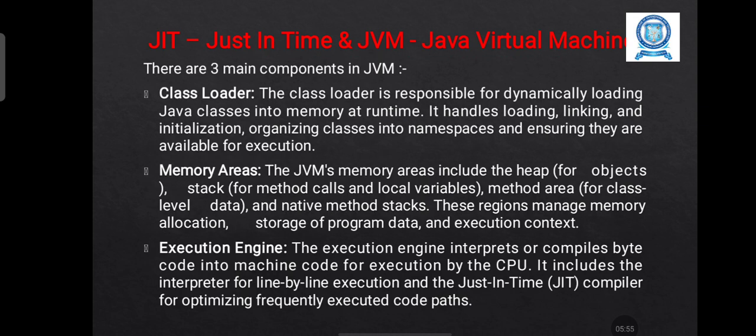There are three components available in the Java Virtual Machine: class loader, memory areas, and execution engine. The class loader is responsible for dynamically loading Java classes into memory during runtime. In memory areas, several types of memory are allocated for storing certain programming elements. For example, heap memory is for storing objects, stack memory is for storing method calls and local variables, and a separate method area is for storing class level data, etc. Then the execution engine interprets or compiles the bytecode that is stored here, converting it into machine code for execution by the CPU.